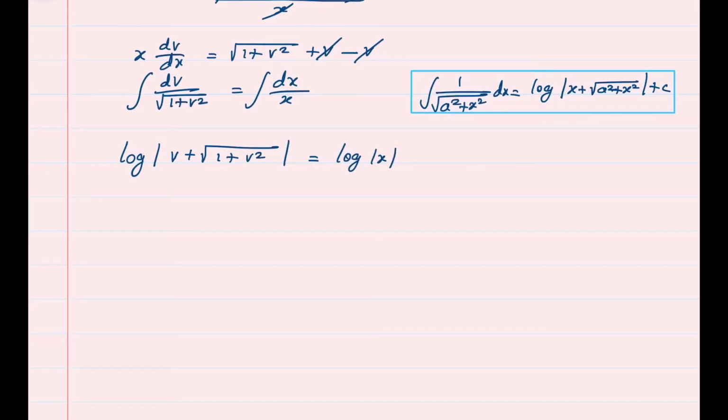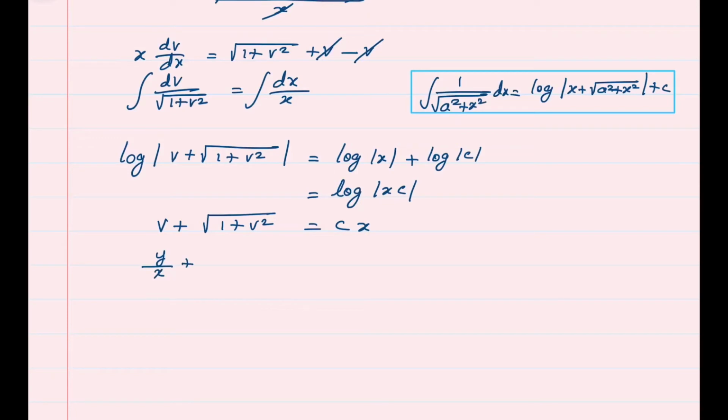These two terms have log functions. We will write the constant of integration as log c. We will combine these two log terms. Now to cancel the log function, we will raise both sides to e. v plus root of 1 plus v square is cx. v is y by x. We will substitute.